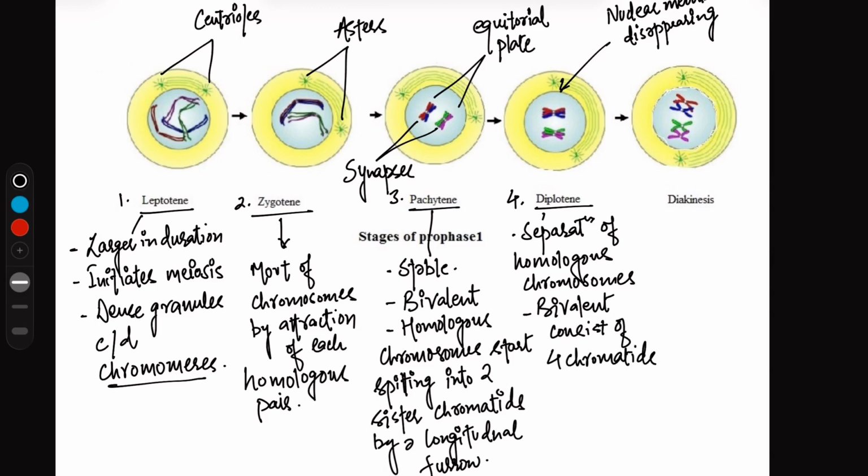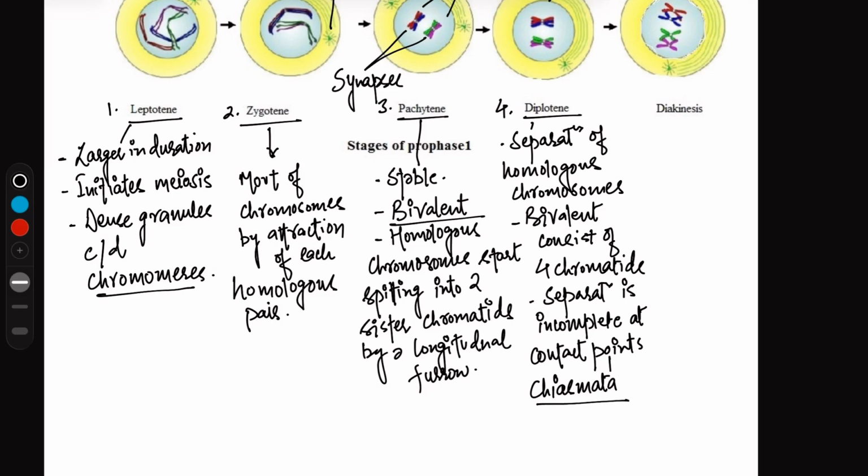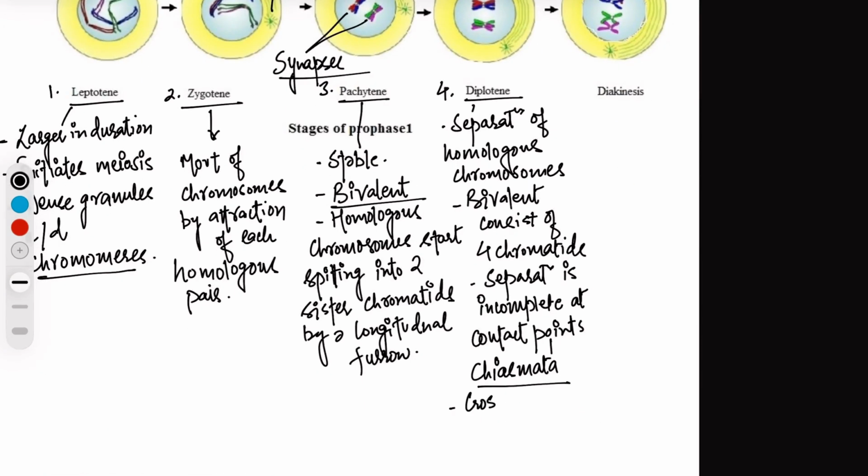Also, synaptic forces lapse and homologous chromosomes uncoil and they start to separate. Because the separation is incomplete and some points of contact are present, that contact is called chiasmata and it remains. Exchange of chromatid parts between homologs occurs due to breakage and rejoining of weaker chromatids at chiasmata. So this crossing over brings about exchange of hereditary material.